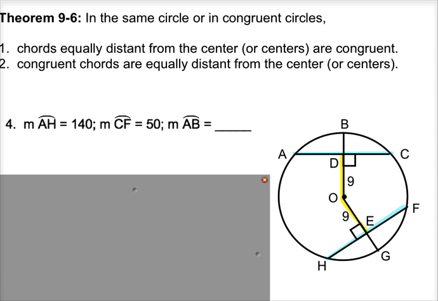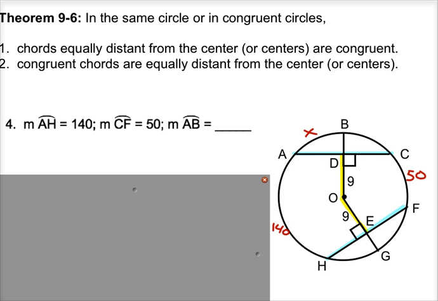So a problem here. Number 4, if the measure of arc AH is 140, the measure of arc CF is 50, find the measure of arc AB. Well, here's what I'm looking at. I'm trying to find the measure of arc AB. So let me just call the measure of arc AB X.